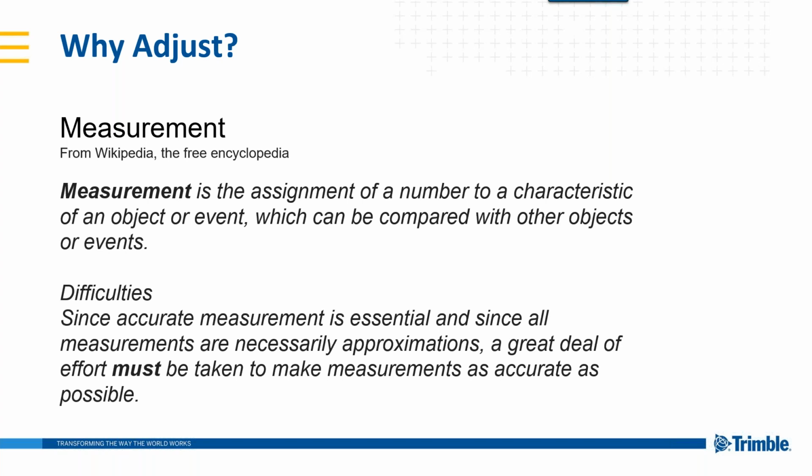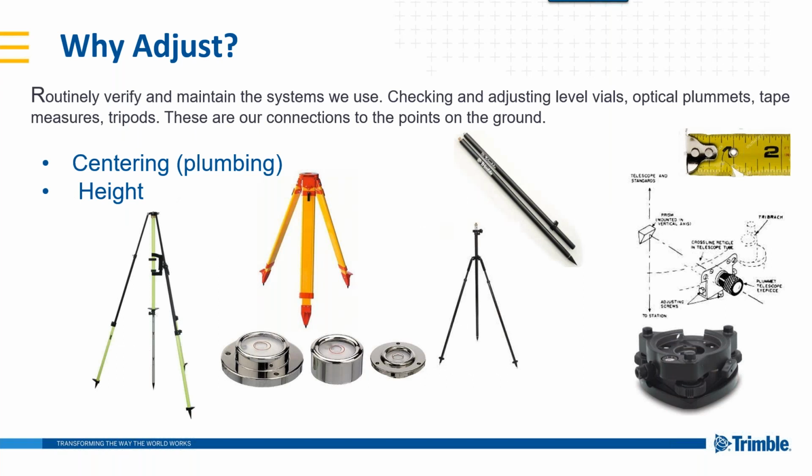Our measurements are actually approximations, and it's our job as surveyors to collect as accurate information as we can. In my opinion, no matter what the job is, get it as accurate as the equipment will allow you to get, using the proper equipment and the proper procedures. So where is this error coming from that we're trying to adjust out?